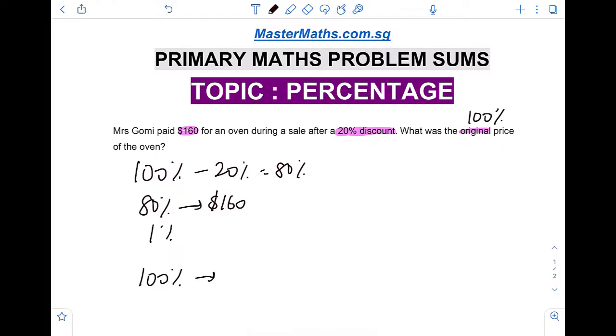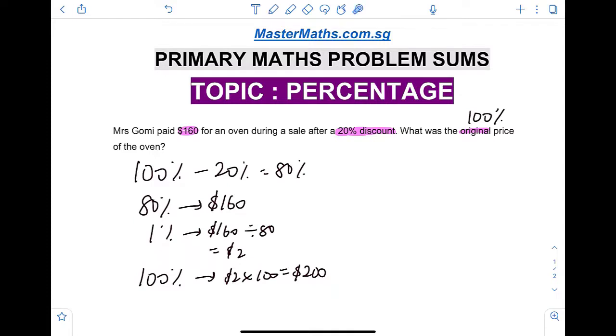Okay, so you can find 1% first. $2, and then we can find 100%, which is $200. Okay, final answer for this question, $200.